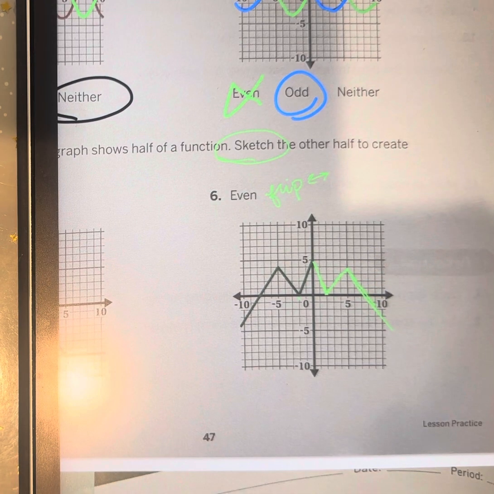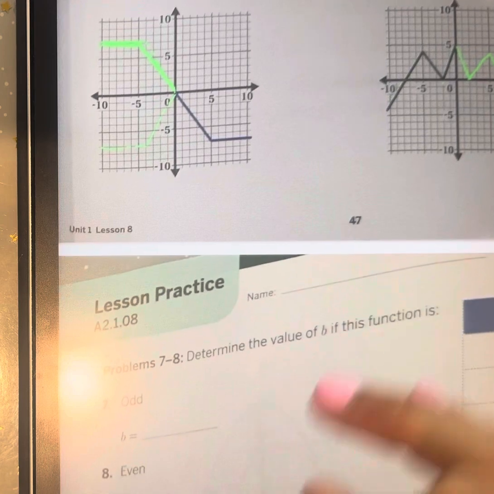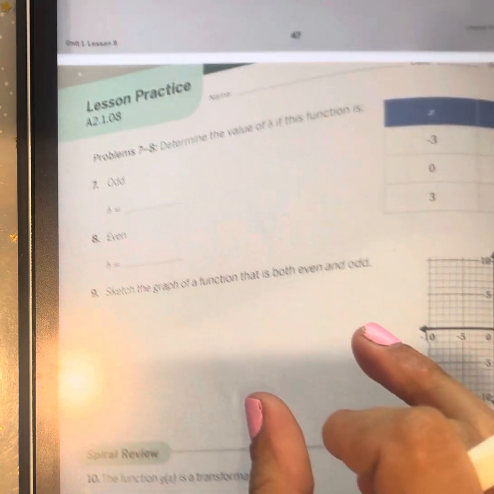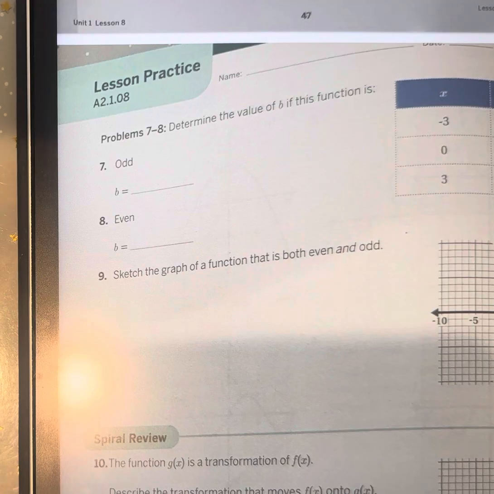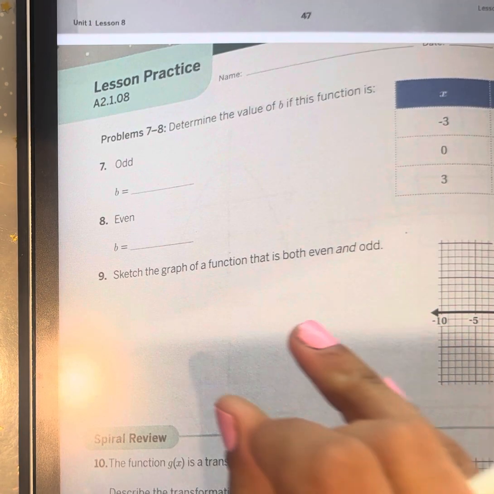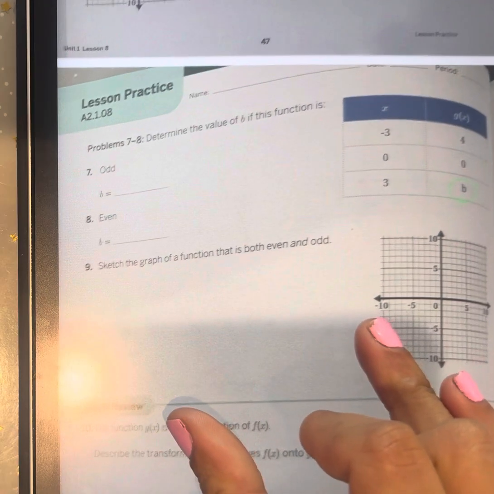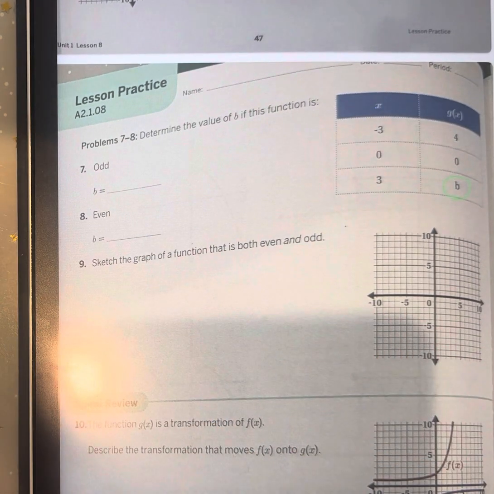Okay, and that's an even function. And now, such a fun question. Okay, they want you to find the value of b. Oh, you can't see. Let's zoom out a little. They want you to find the value of b so that this function is odd.